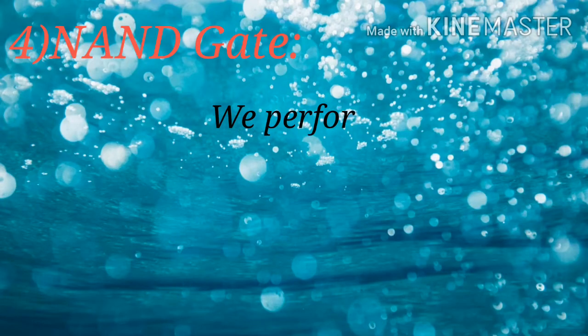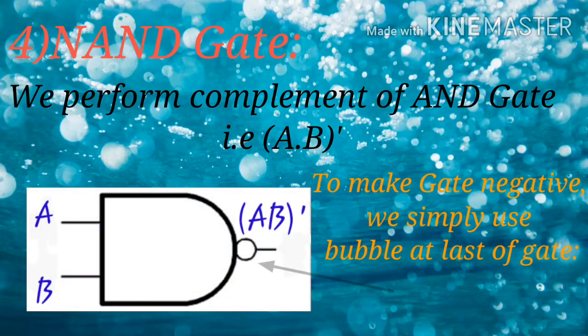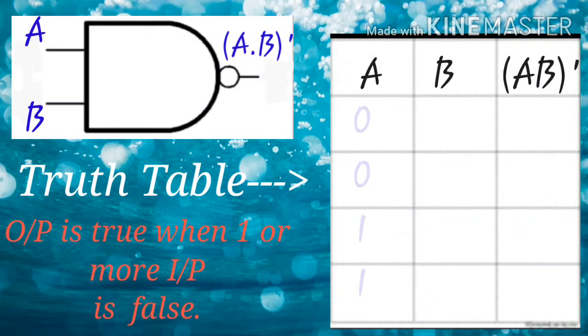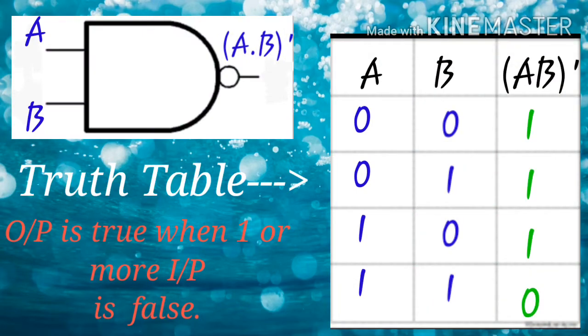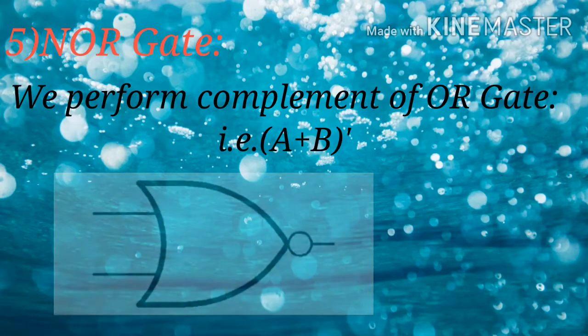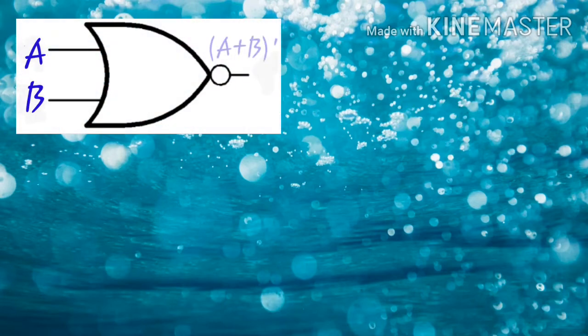4. NAND gate: we perform the complement of the AND gate. To make a gate negative we simply add a bubble at the end of the gate. Output is true when either one or both the inputs are false. 5. NOR gate: we perform the complement of the OR gate and output is true only when both the inputs are false.